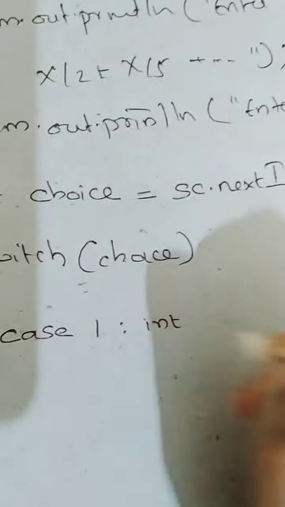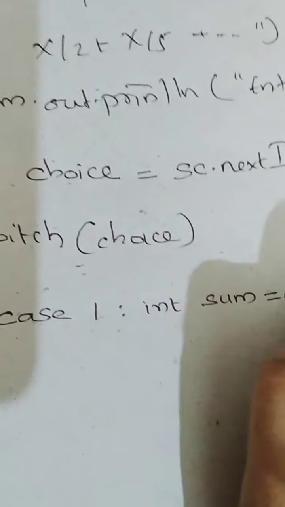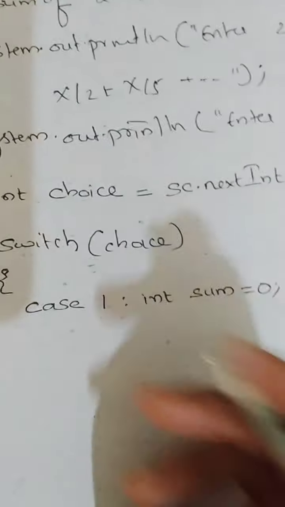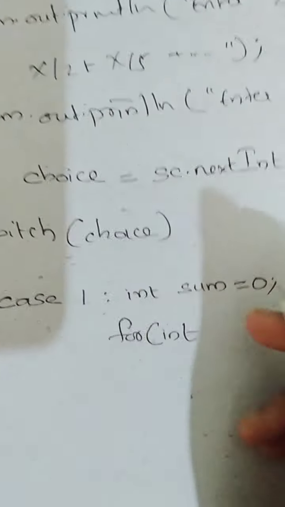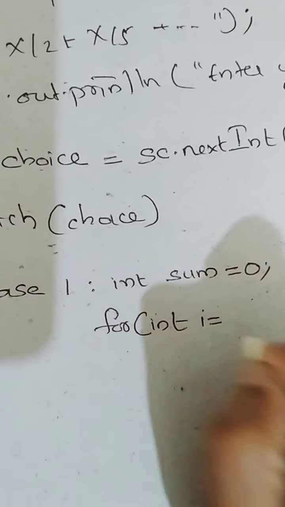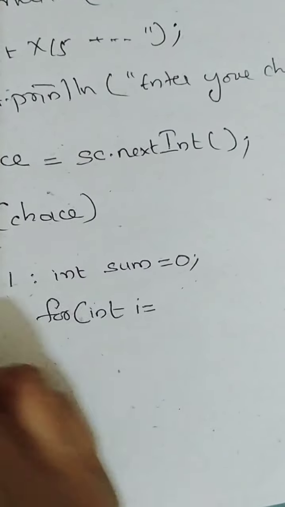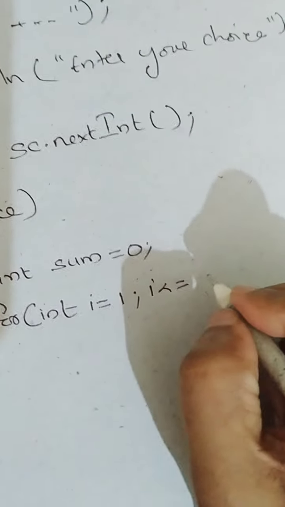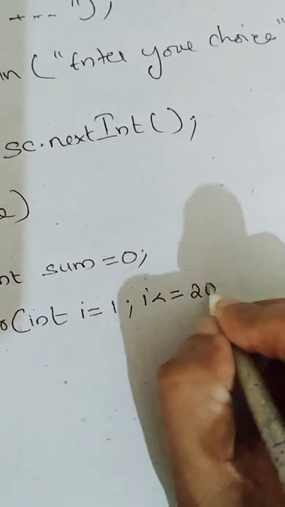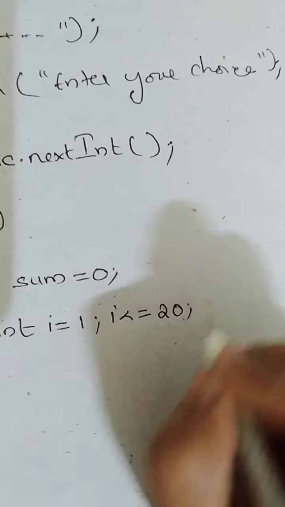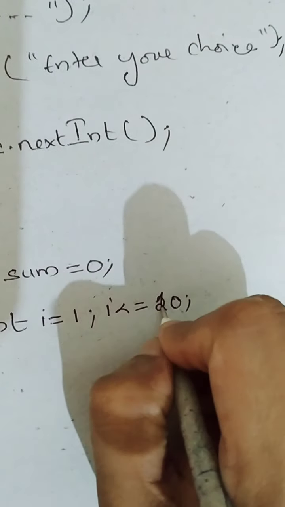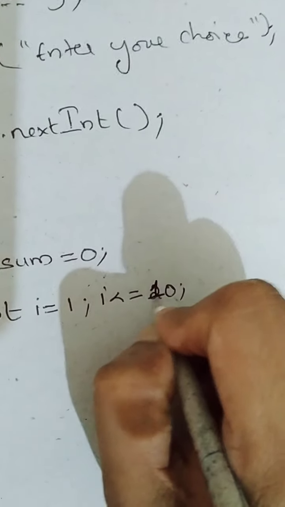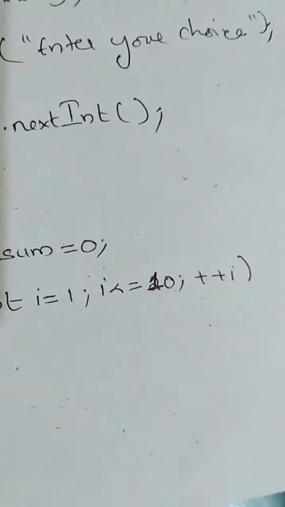On that basis you have to do it. For that I am declaring a sum: int sum is equal to 0 for storing the sum, and your loop will start. It is starting with 2. So int i is equal to 1, i less than or equal to 20. Actually, you can mention only 10, because 10 times only the loop will work. i plus plus.